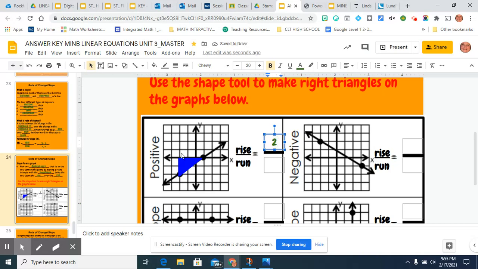And my run from here to here is going to go over. And remember, I'm counting the distance between spots. So 1, 2, and 3. My run here is going to be 3.